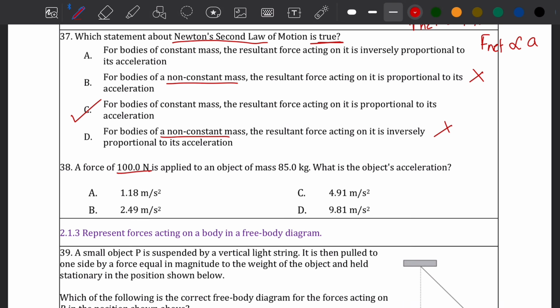Force of 100 Newton is applied to an object of 85 kg. What is object's acceleration? So F net equal ma. F net is 100, which is equal to 85 multiplied by a, which we want to find. And if you calculate that on your calculator, we will get the answer as 1.176, which is 1.18.